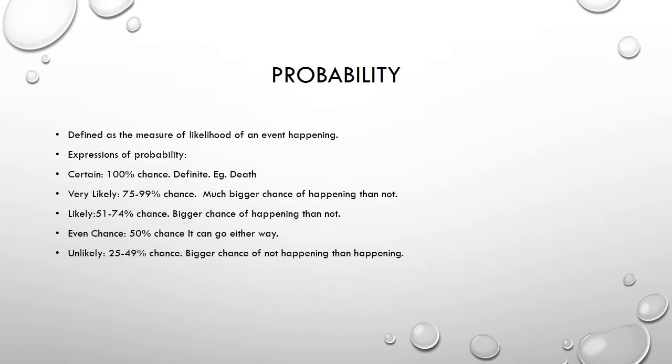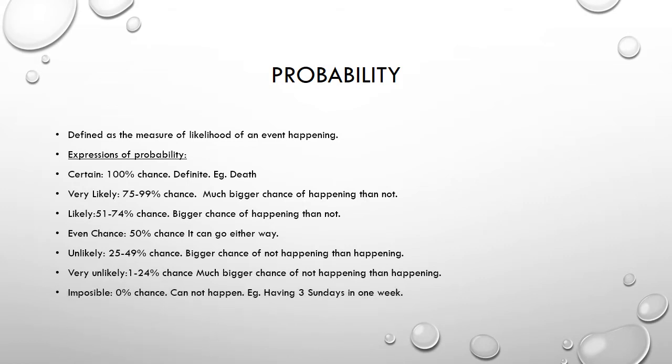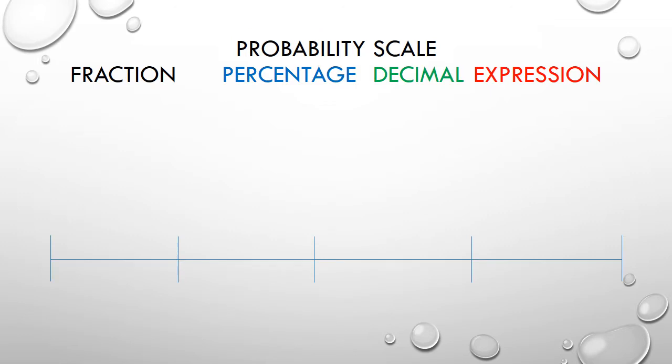Unlikely is 25 to 49%, so it's a bigger chance of not happening than actually happening. Very unlikely is between 1 and 24%, so there's a much bigger chance of it not happening than actually happening. Impossible, 0% chance, it cannot happen. It's like having 3 birthdays in a year or 3 Sundays in a week.